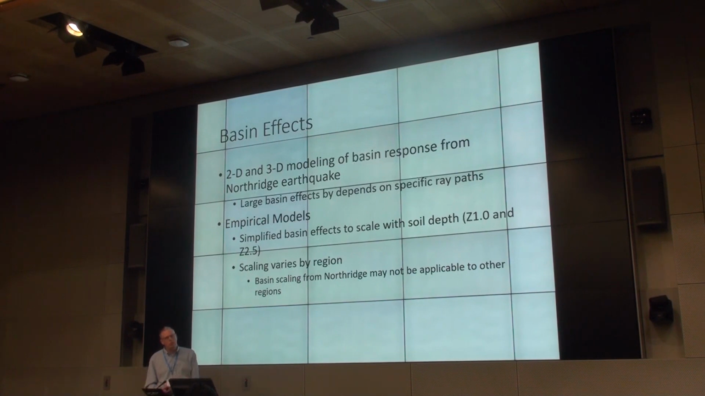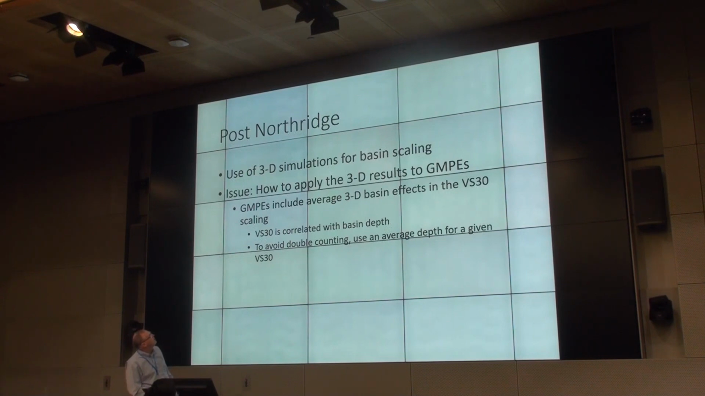The newer ground motion models are developing region by region basin scaling terms. And that's the complexity that's going to start to happen in all these models, is recognizing this isn't all a simple ergodic model, but we're going to have to do something more complicated. So after Northridge, what have we been doing? We've been running or using 3D numerical simulations for basins. However, there's an issue of how do you tie simulations together with an empirical model?